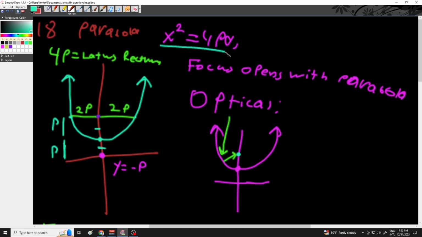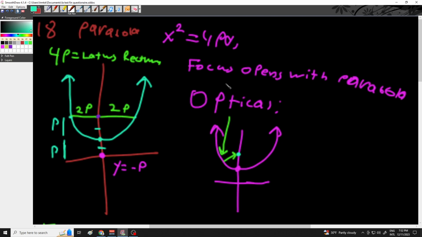And this right here is for figuring out the focus. So if you ever get numbers, this is the equation: x squared equals 4py. Hope it's a y. I have my notes on this. Hold on, let me flip the page. Yeah, it's 4py. And then the focus, I didn't want to write it down because that was way too much work.